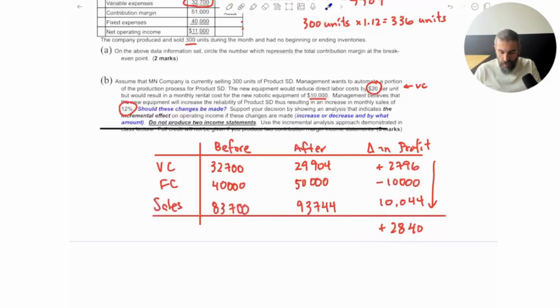Let me know if that helps. Again, if it was a little bit confusing, it's because I was solving it at the same time as I was reading it for the first time. But this is how I would break it down if I were asked for an incremental analysis.